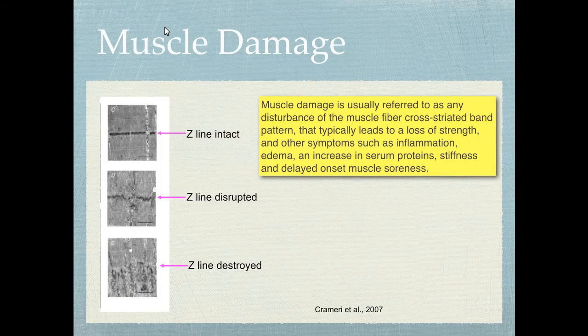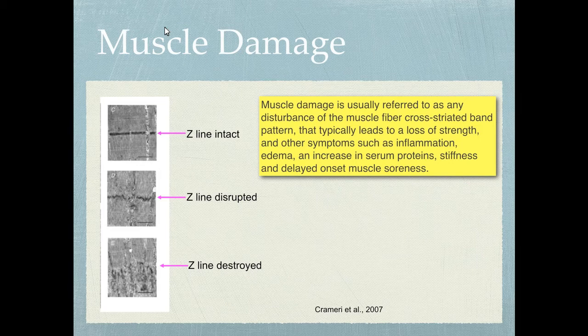First question is, what is muscle damage itself? Well, muscle damage is essentially disturbance of the muscle fiber cross-striated band pattern. So you can see here the Z line in the first part of this picture is completely intact. If you have minor damage, you'll have disruption in that Z line. However, in extreme conditions, the Z line can be destroyed, as you can see at the bottom of this picture.